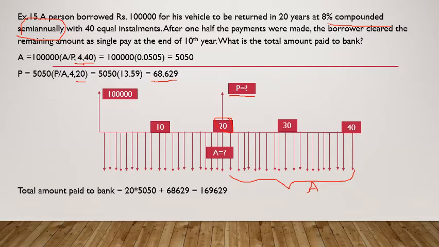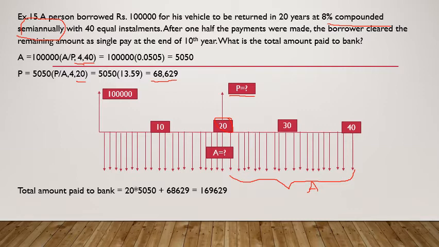This happened because the 20 installments from 21st to 40th installments, I did not pay them as installments. I paid them as a single payment at the end of 20th payment, or at the end of 10th year. So if I had continued to pay 5050 per 6 months, I would have paid 1,01,000 rupees. But how much did I pay?